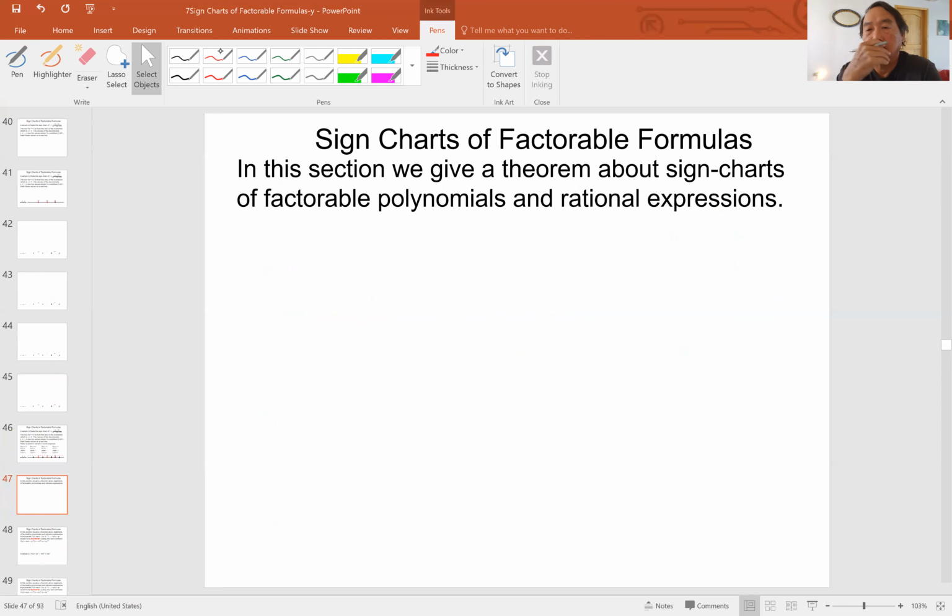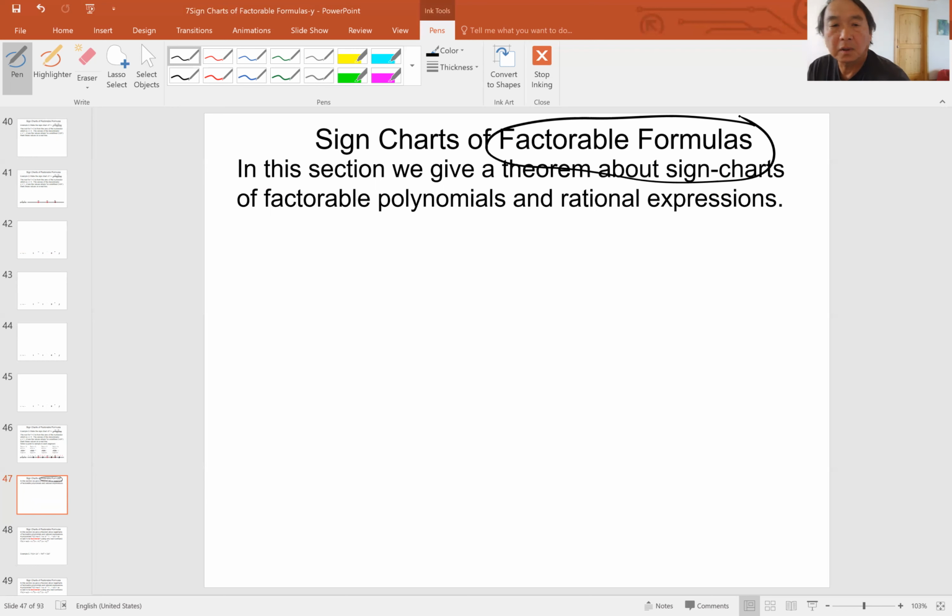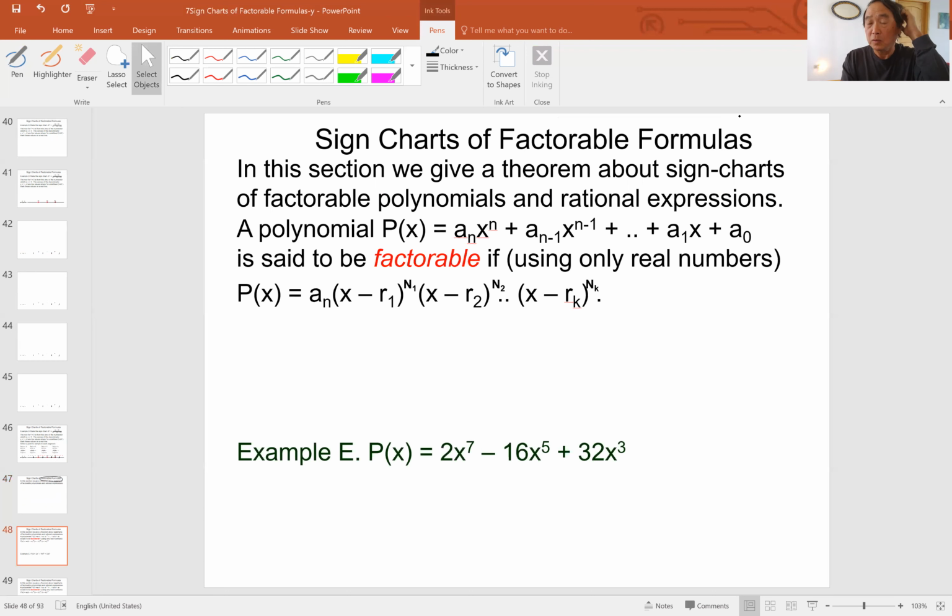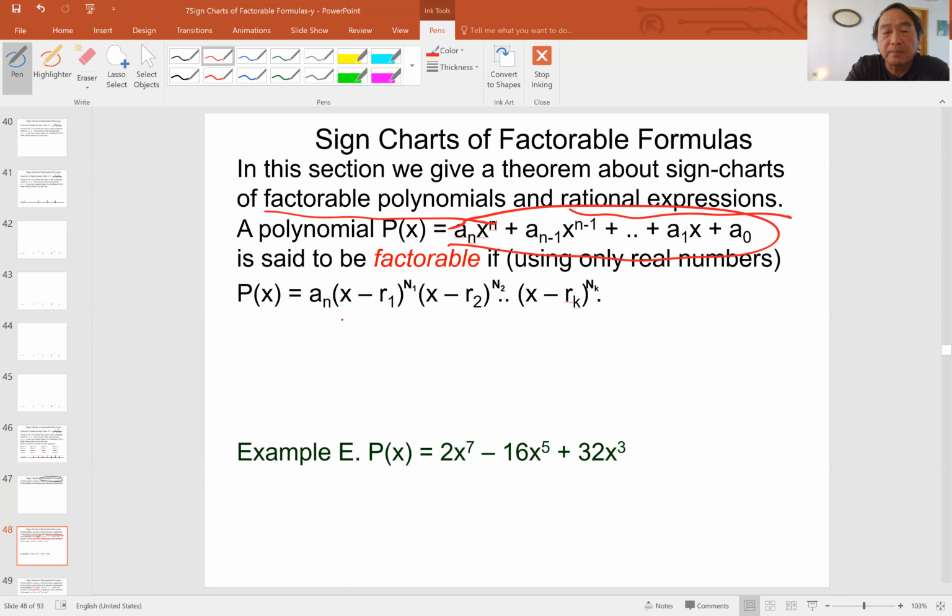Now we come to the important thing for this class: making the sign chart of factorable formulas. First, let's define what we mean by a factorable formula. Factorable formulas are factorable polynomials and factorable fractional formulas. Now, what's a factorable polynomial? A factorable polynomial is a polynomial that can be broken down into a product of linear terms.